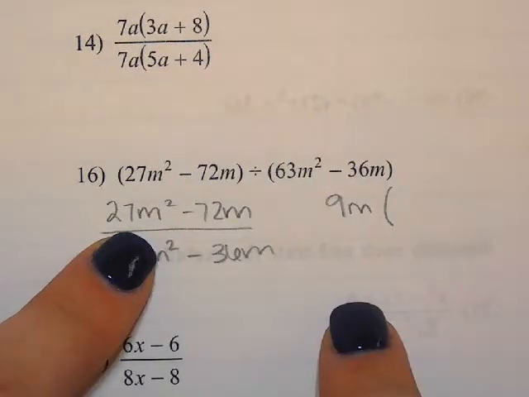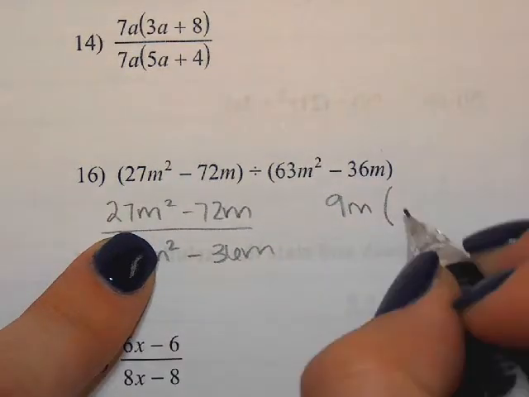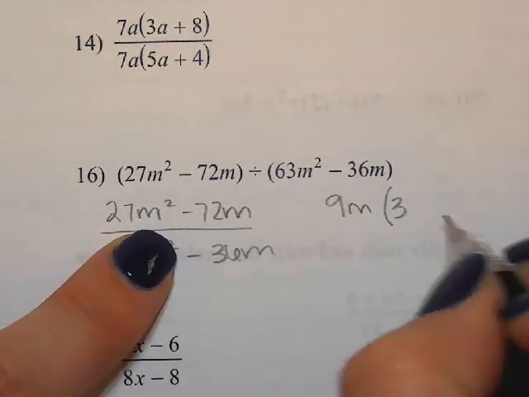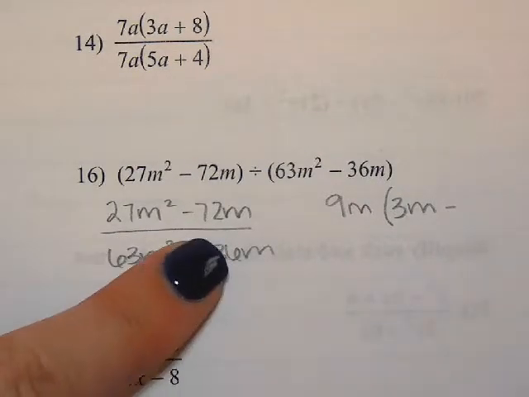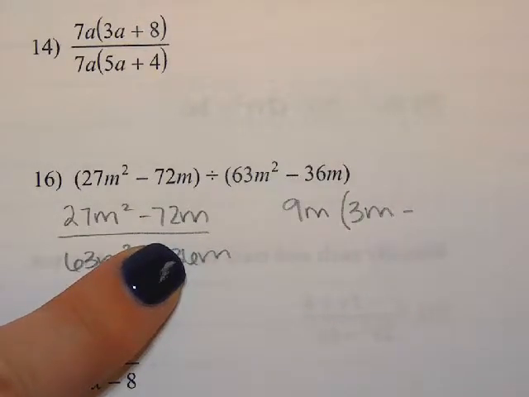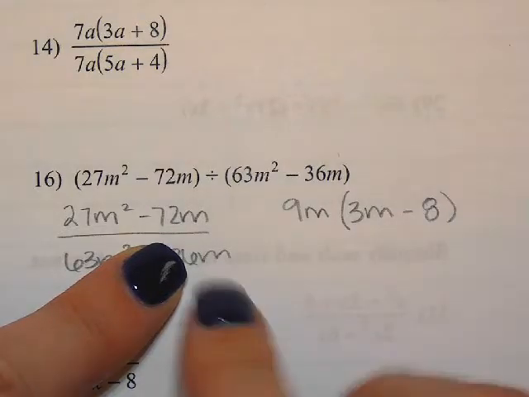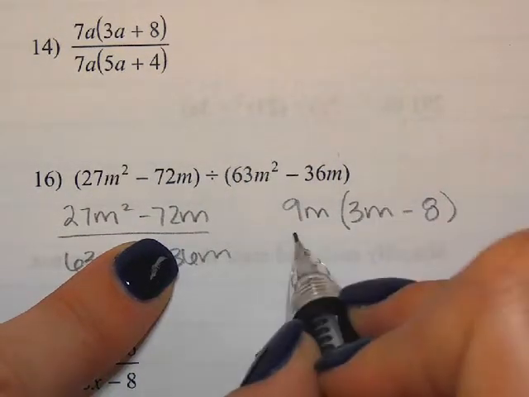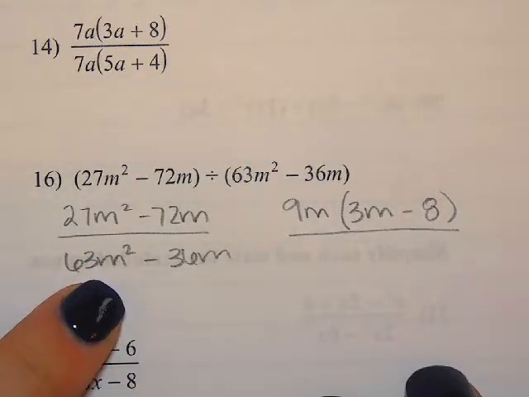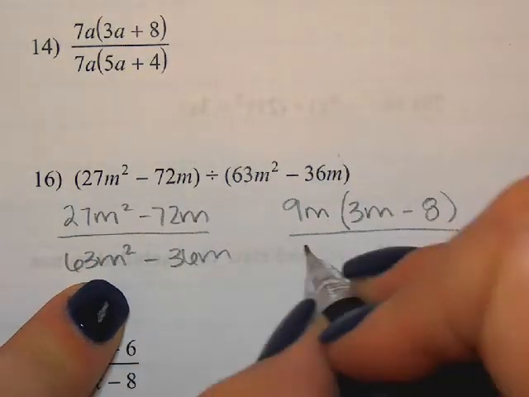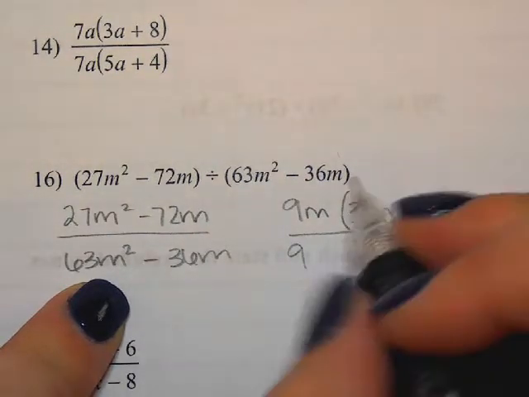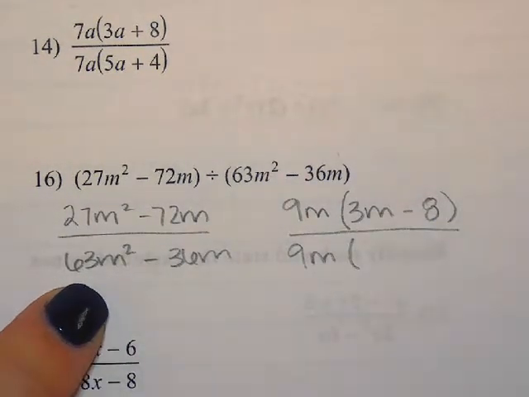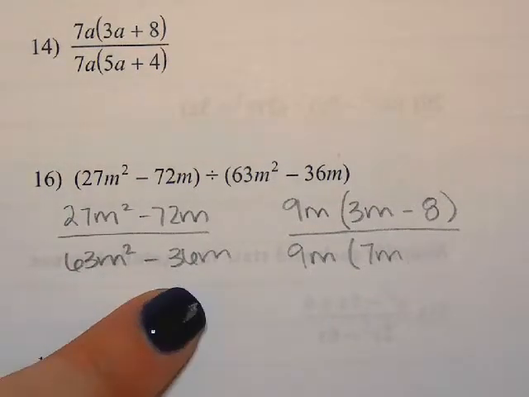So 27 divided by 9 is 3. And we took out an m, but we still have one. And 72 divided by 9 is 8. And we took out the m. What can we divide out on the bottom? 9 and an m. So 63 divided by 9 is 7, and we have an m, right? And then 36 divided by 9 is 4.